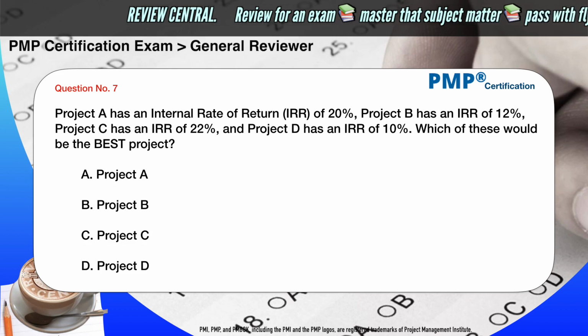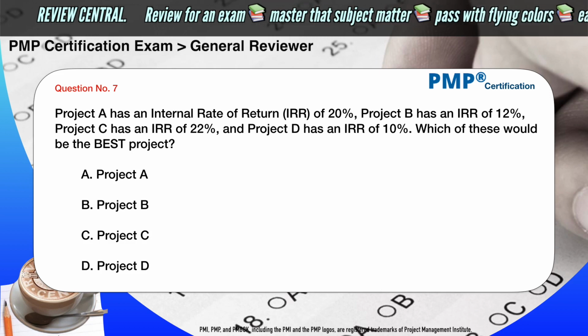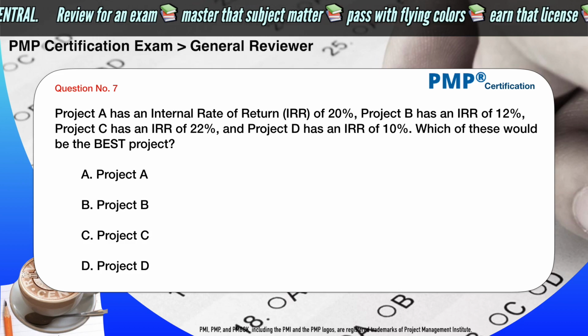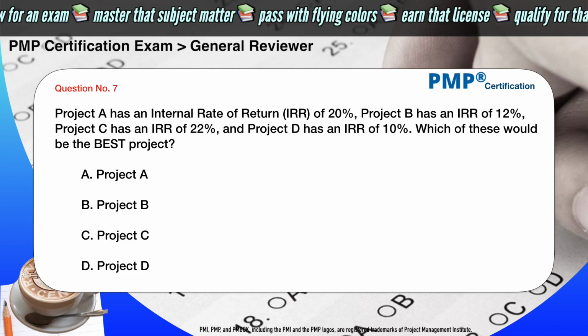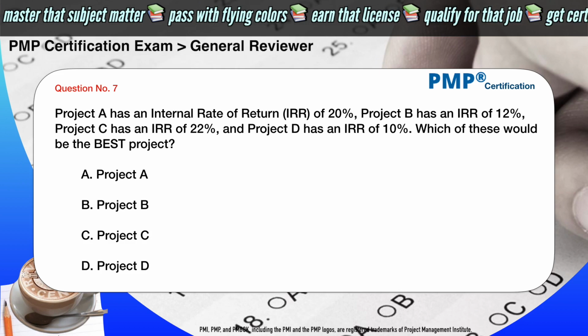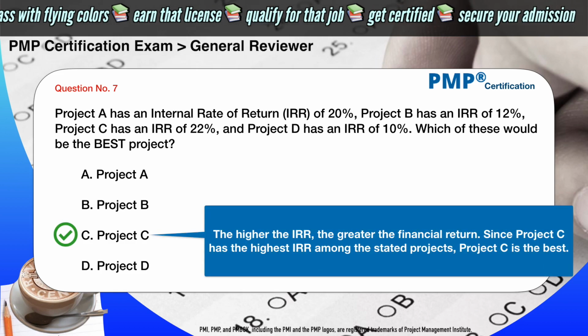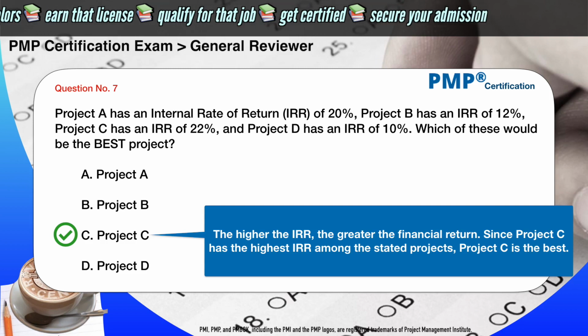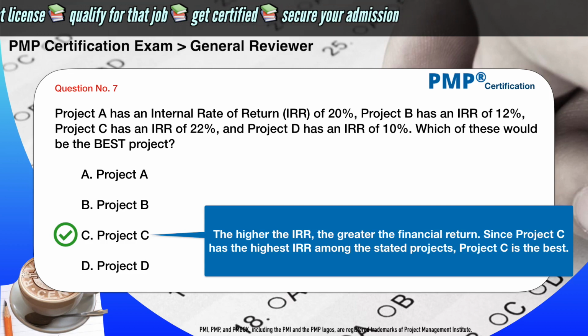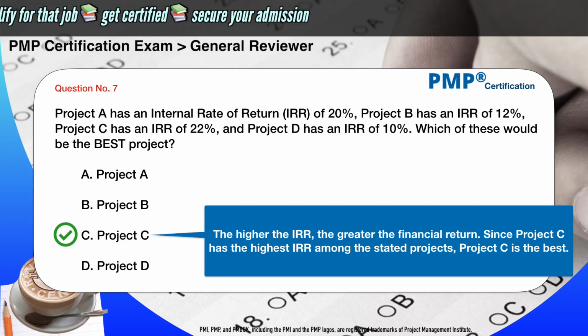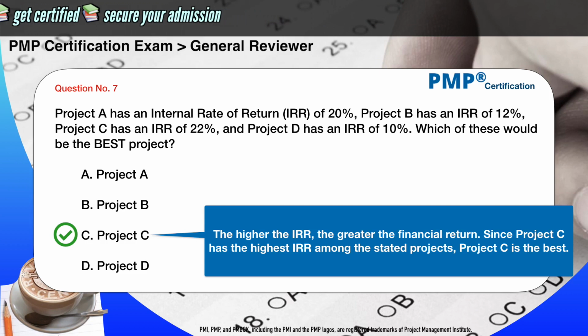A. Project A. B. Project B. C. Project C. D. Project D. The correct answer is C. Project C. The higher the IRR, the greater the financial return. Since Project C has the highest IRR among the stated projects, Project C is the best.